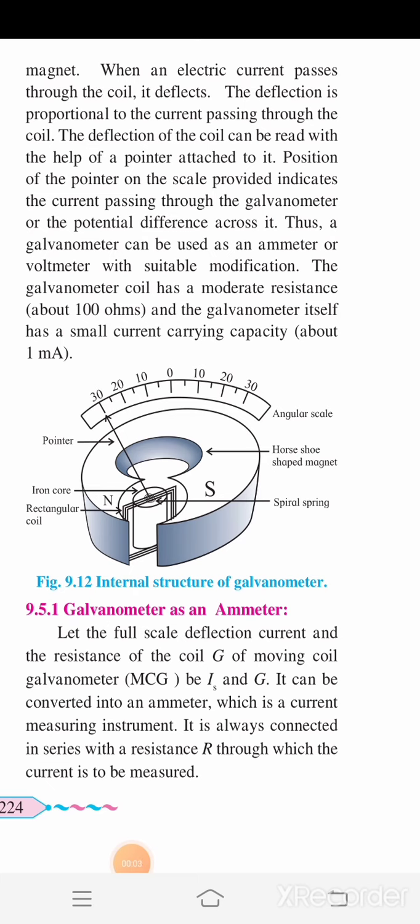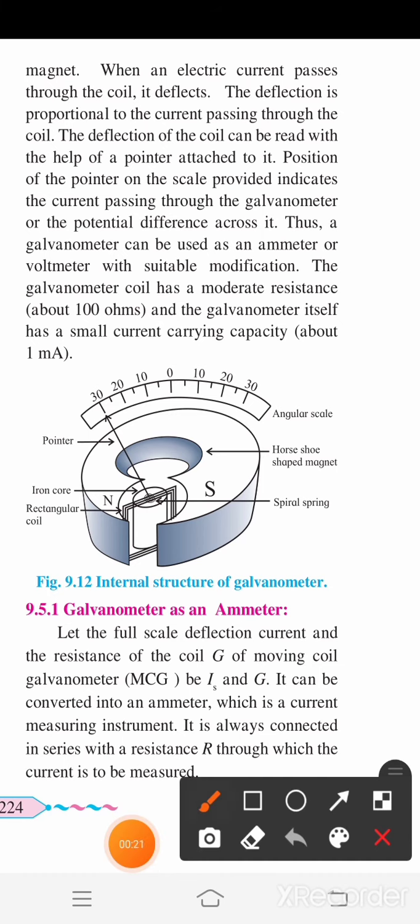So this galvanometer instrument is used as an ammeter by using some modifications in it. How is the galvanometer used as an ammeter using some modifications? Let's see. Let the full scale deflection current and the resistance of the coil of the moving coil galvanometer be Is and G. Full scale deflection current is Is, and resistance of the galvanometer is G.